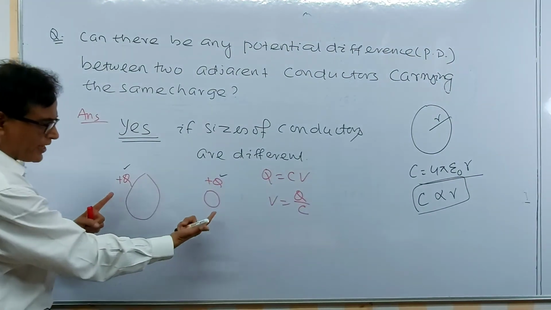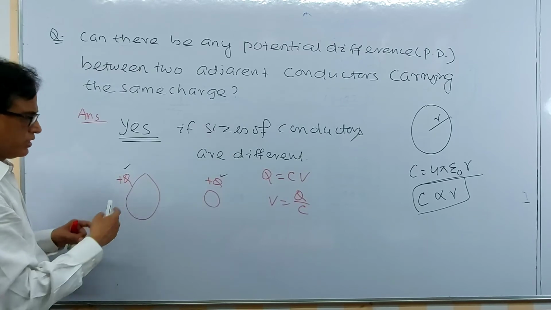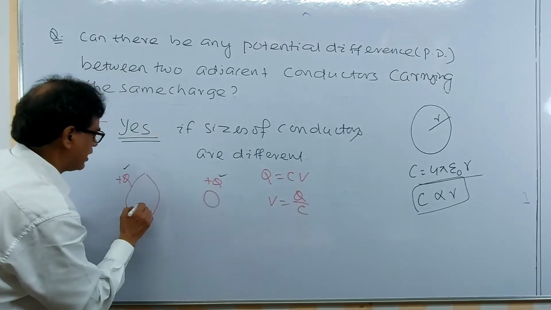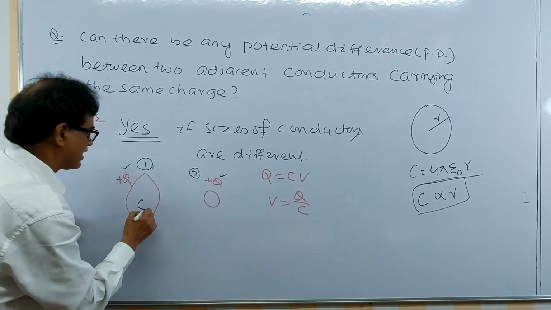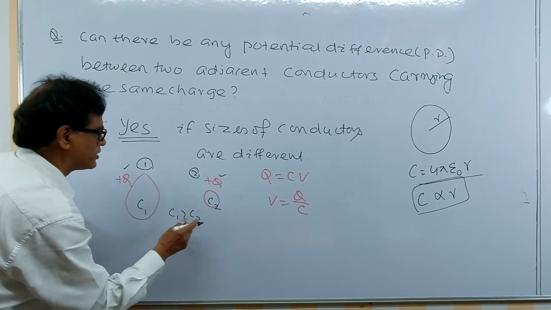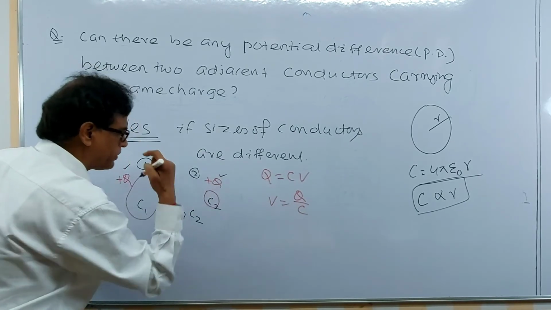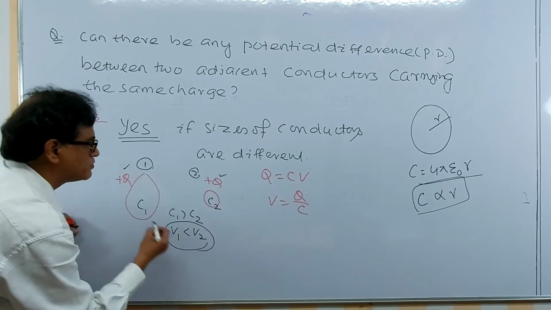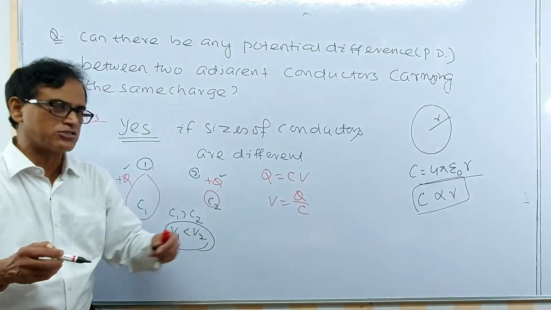That's why, though they have the same charge, the larger size conductor has more capacitance. This is 1, this is 2, with capacitance C1 and C2, and definitely C1 is greater than C2. Having the same charge, if C is greater, then V will be less. That's why V1 will be less than V2. The larger the capacitance, the smaller the potential if charge remains constant.